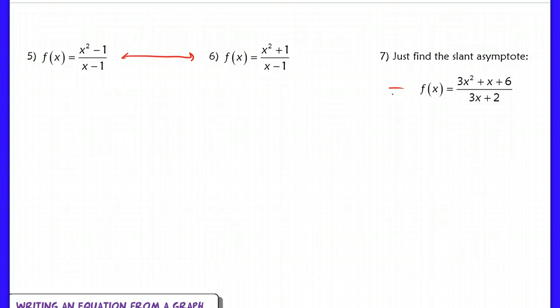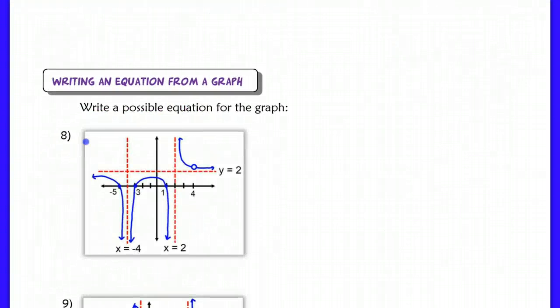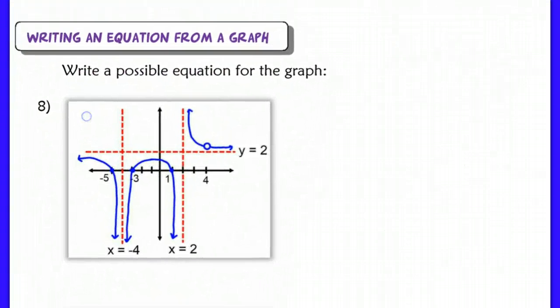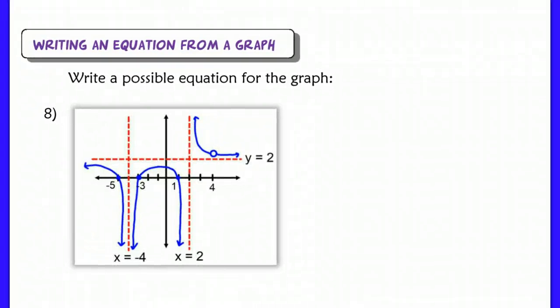All right, the last thing that we're going to talk about is writing an equation from a graph. So we're just writing possible equations for this particular graph here. There's some things that you want to notice every time you're looking at a graph. One, you want to look for the x-intercepts, you want to look for asymptotes, and any holes, okay?